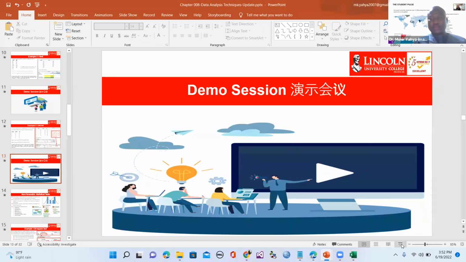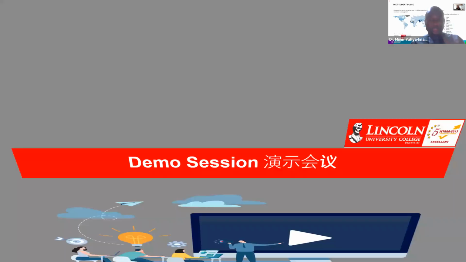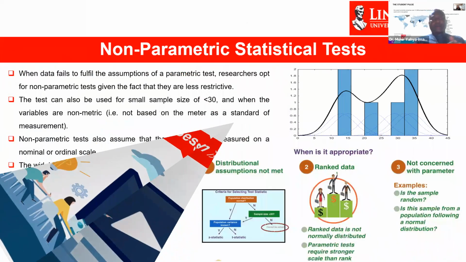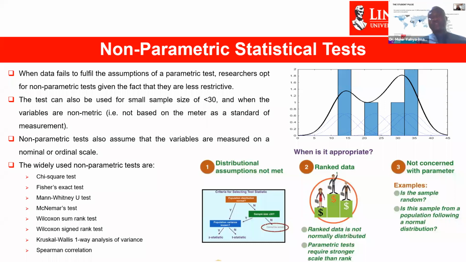Now that is it on parametric analysis. Let's look at non-parametric statistical tests. When data fails to fulfill the assumptions of a parametric test, the two assumptions I mentioned earlier, the researcher opts for a non-parametric test, given the fact that they are less restrictive. The tests can also be used for small sample sizes of less than 30, and the variables are non-metric, that is, not based on the meter as a standard of measurement. Non-parametric tests also assume that the variables are measured on a nominal or ordinal scale.